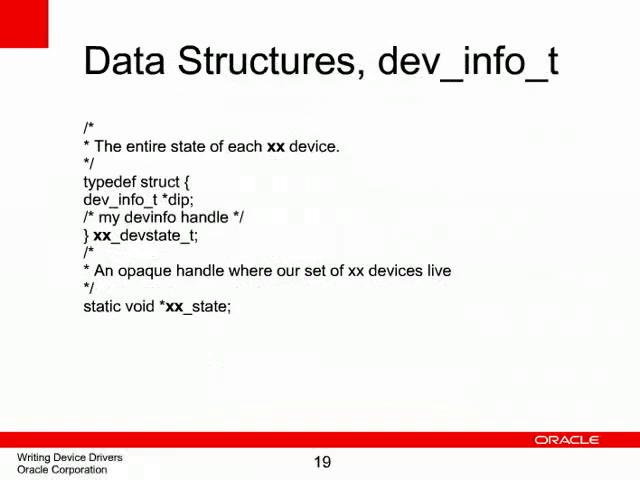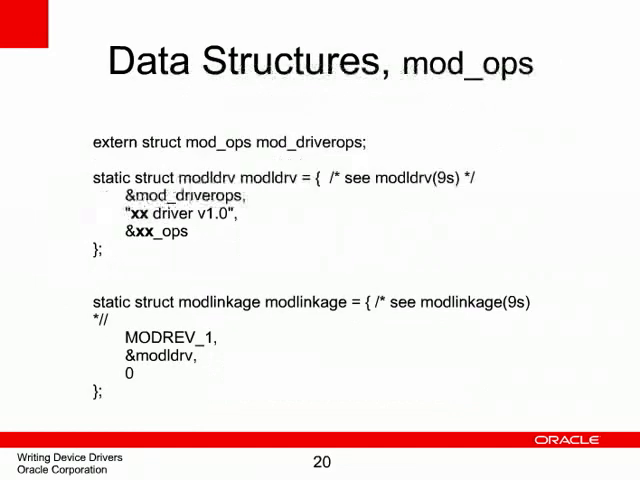The first data structure that we want to talk about is a pointer to your device, and it's dip, and it's of type dev_info_t. I don't really need to talk much more about that. You can use this code directly. The next structure is the module operations, and I don't usually modify this either. This provides the utilities for loading and unloading your device driver.